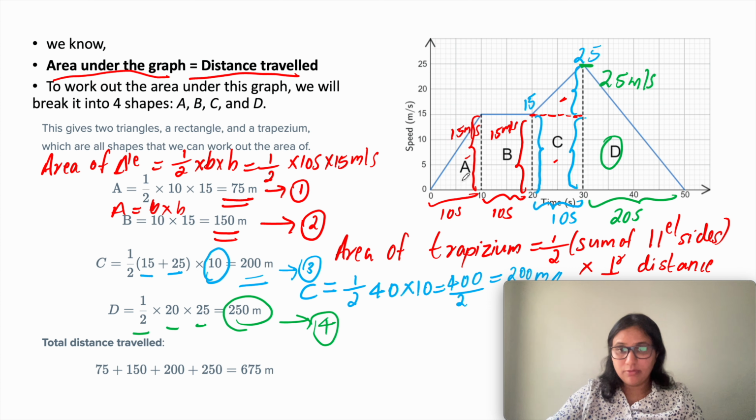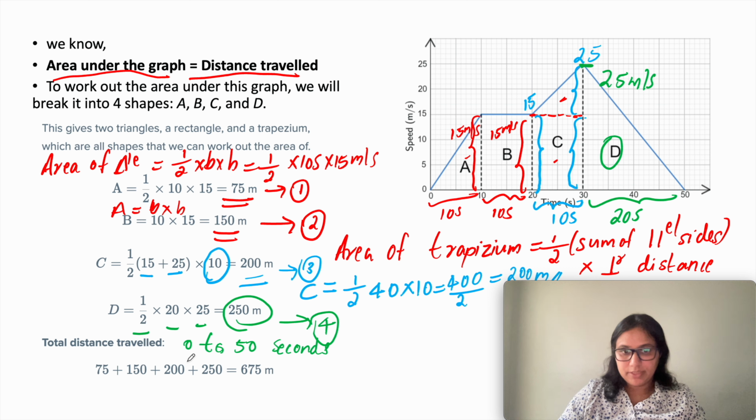We have calculated each section separately. If you want to calculate the total distance traveled from 0 to 50 seconds, it is 75 from section A, 150 from section B, 200 from section C, and 250 from section D. Add all, you get 675 meter.